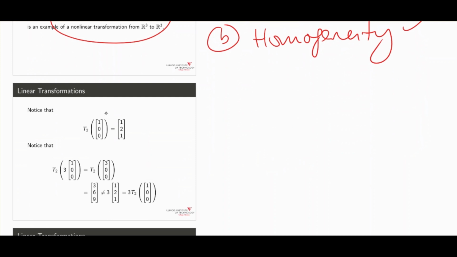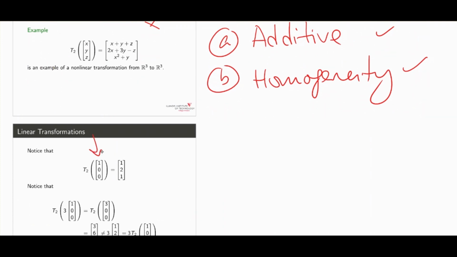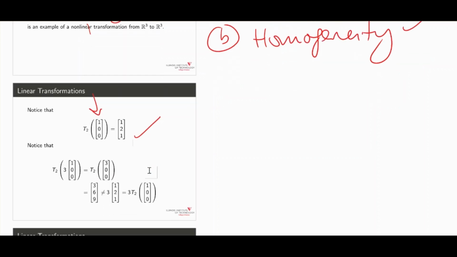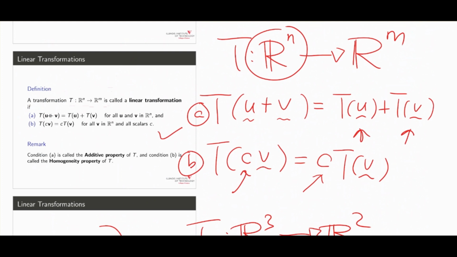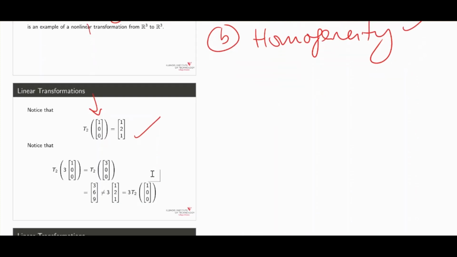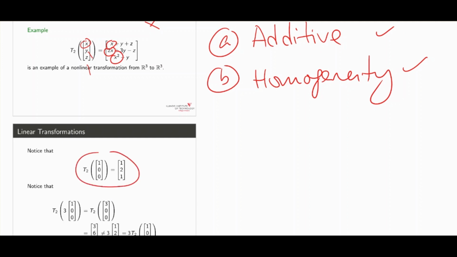So for example, T2 of (1,0,0). Look at what happens if you put in 1, 0, 0. So X is 1 and then Y and Z are both 0. So what happens is that you get (1, 2, 1). I'm trying to show that the homogeneity property fails, and when you want to show something fails, you can show it by example. If you look at the definition of a linear transformation, we want all of this to hold for all possible vectors and scalars. So if one vector or one scalar makes this transformation lack the additive or homogeneity property, then it makes the transformation nonlinear. So this is an example where we can show it by showing that the property would not hold. Right now, just look at T2 of (1,0,0): you get (1,2,1).